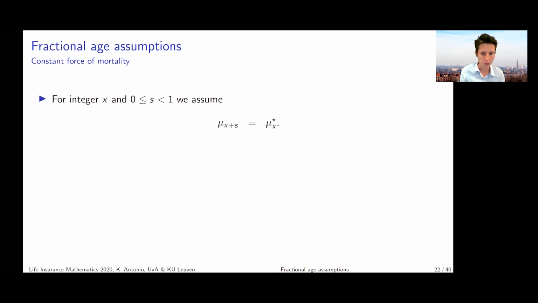So how do I put this assumption? I'm going to assume that for an integer x and an s between 0 and 1, the force of mortality remains constant between x and x plus 1. And let's say that the constant value there is equal to mu x star. Now, what is the nice thing about having a constant force of mortality? That it's a piece of cake then to do an integral calculation with this force of mortality. So that will come in handy.